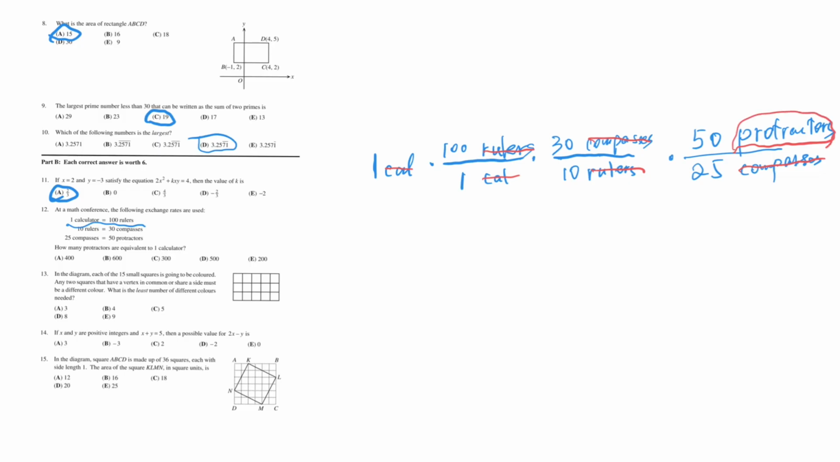Now we can do the math. That equals 1 times 100 over 1. That's the 100. 30 over 10, that's the 3. And 50 over 25, cancel 25, and the numerator is 2 times 2. Now they equal 600. So the answer of number 12 is B.